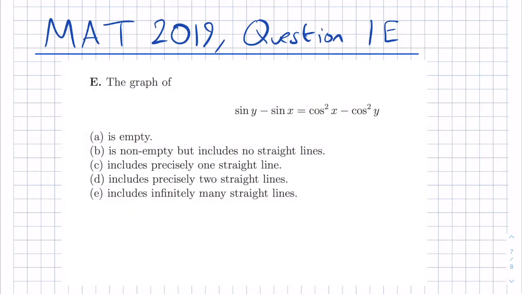The question says, the graph of sin y minus sin x equals cos squared x minus cos squared y: A, is empty; B, is non-empty but includes no straight lines; C, includes precisely one straight line; D, includes two straight lines; and E, includes infinitely many straight lines.